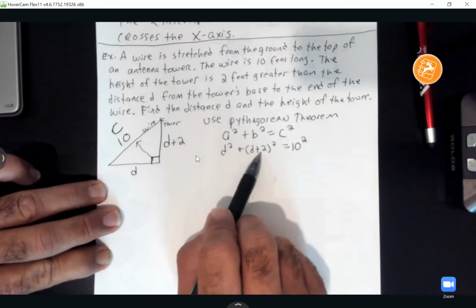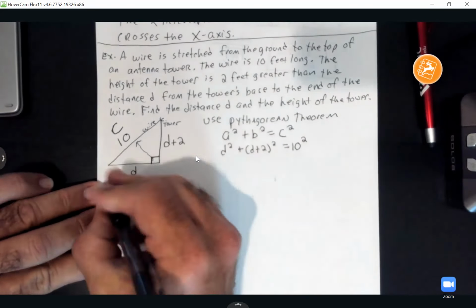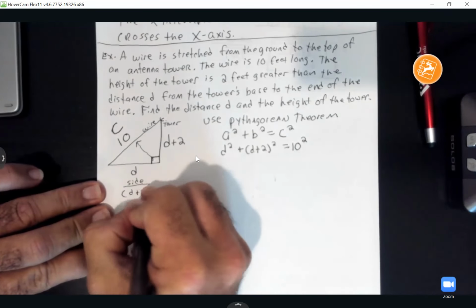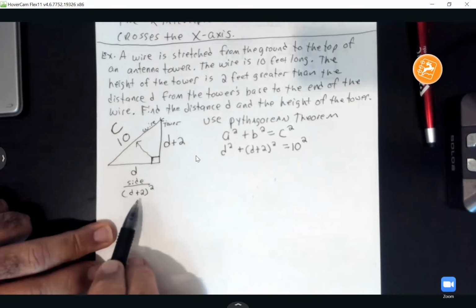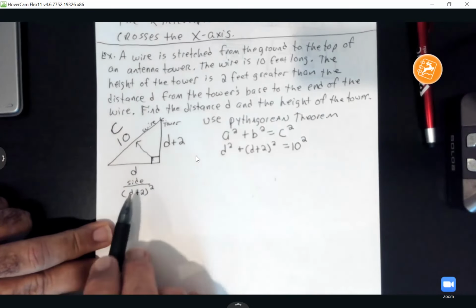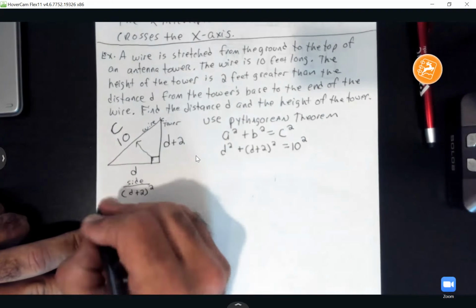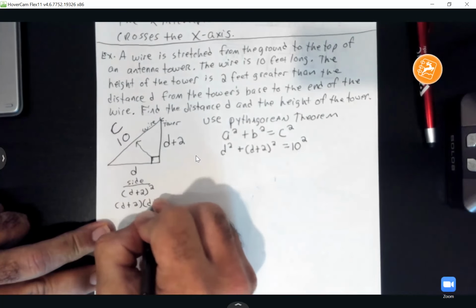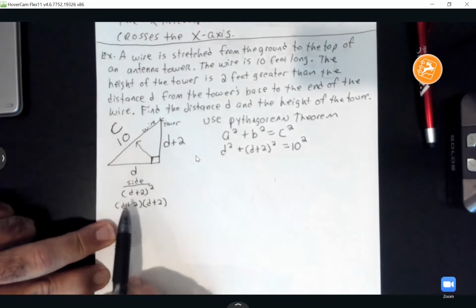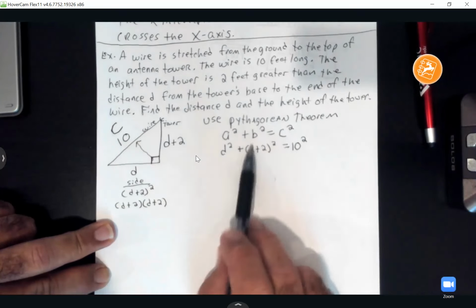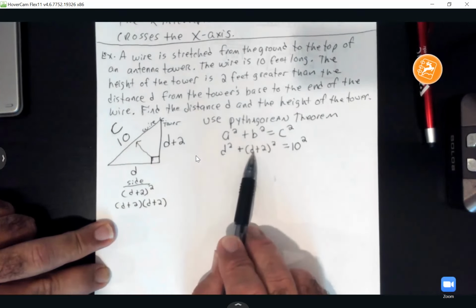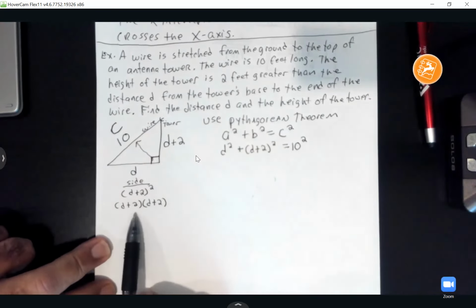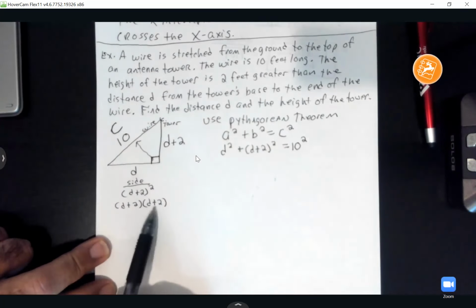Now, (D plus 2) squared, I'm going to solve that on the side here. Since you're squaring this whole thing, you got to write this twice and FOIL it. So that's going to be (D plus 2) times (D plus 2). Y'all, the biggest mistake I see in math is when people square this, they do D times D is D squared, and then they do 2 times 2 is 4. But they're missing the inside terms. You got to FOIL this thing, okay?